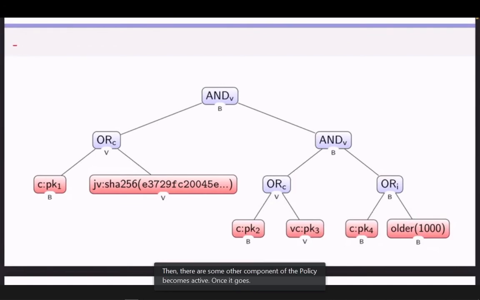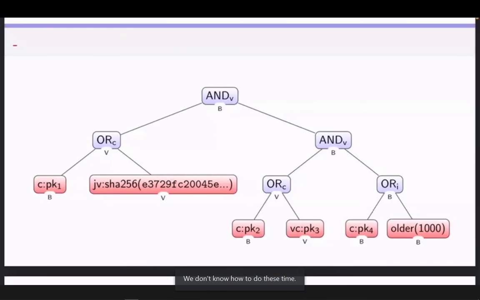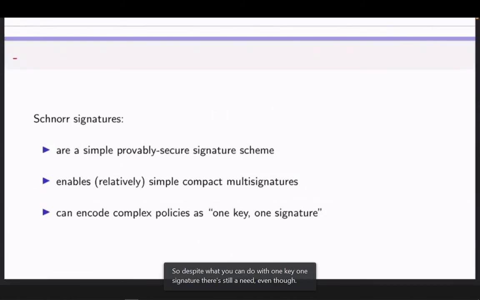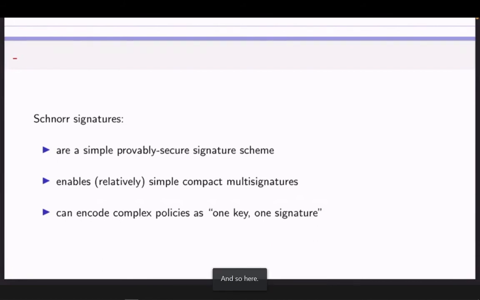Once the coins are older than 1,000 blocks, then a certain key can be used, or perhaps a certain key must be used until 1,000 blocks are up, and then that key becomes disabled, as is the case here. We don't know how to do these time-locked kind of emergency clauses. So despite what you can do with one key, one signature, there's still a need, even in the presence of Schnorr signatures, to have a complicated scripting system. And so here's where Taproot comes in.